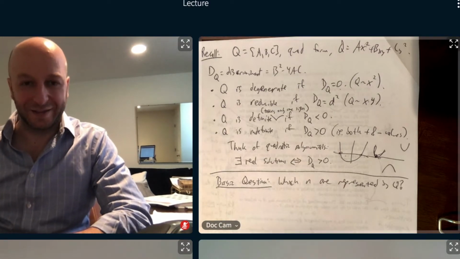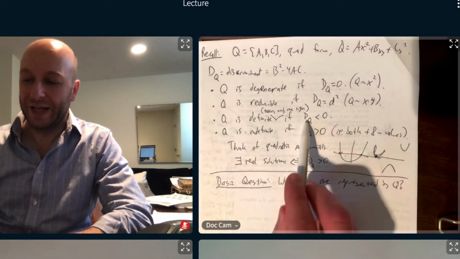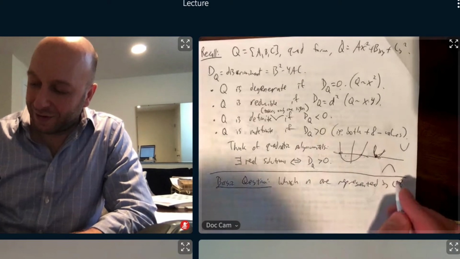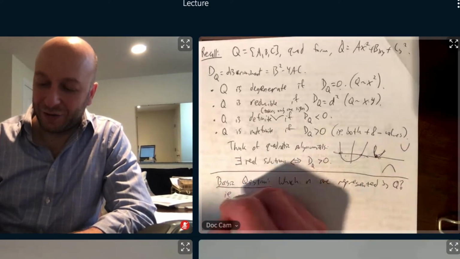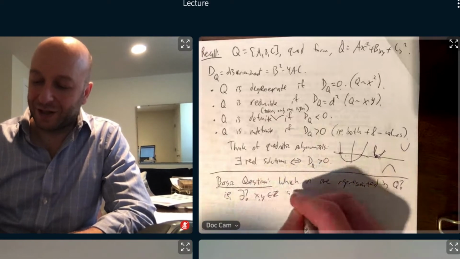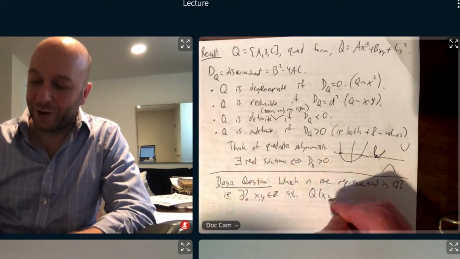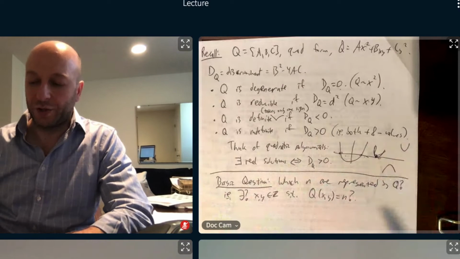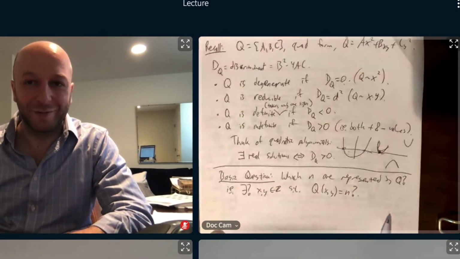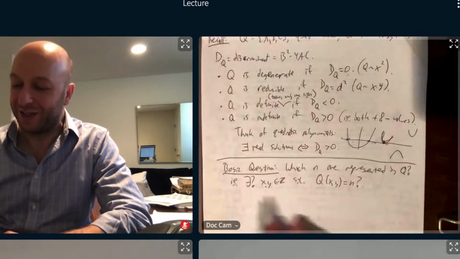Yeah, exactly. So there are no imaginary solutions. We're looking at roots, i.e., do there exist x and y integers such that Q of x, y is equal to n? So the whole story is about whole numbers. It's number theory. We're asking basic questions about whole numbers.